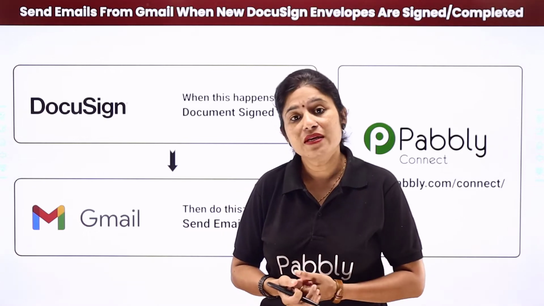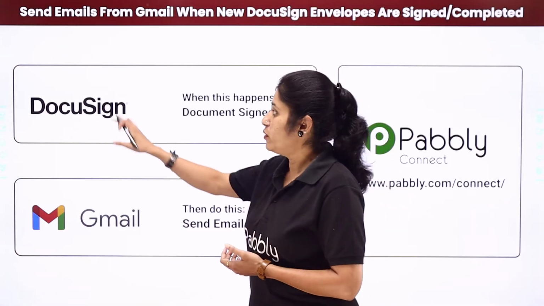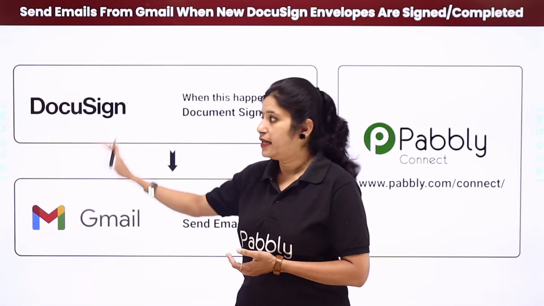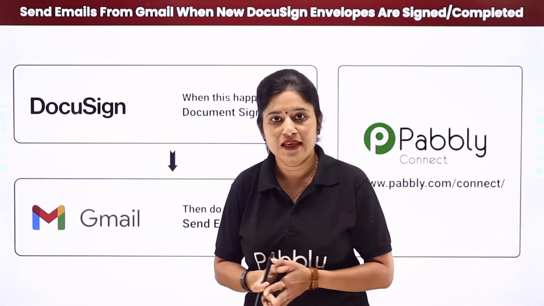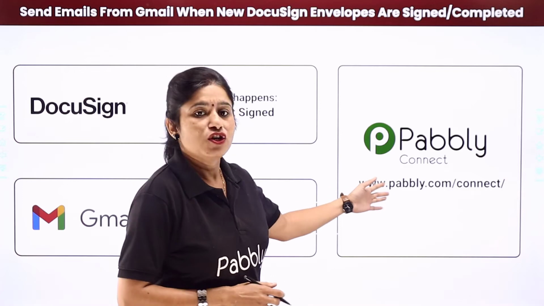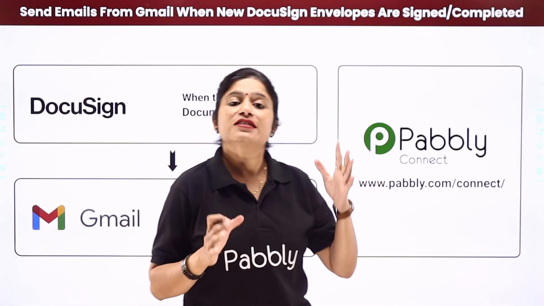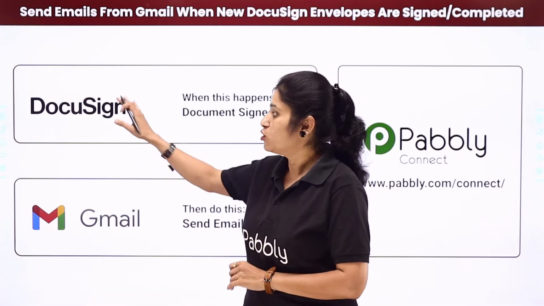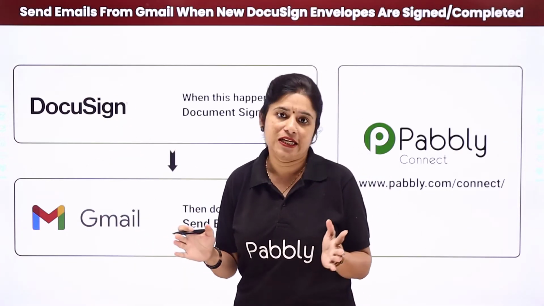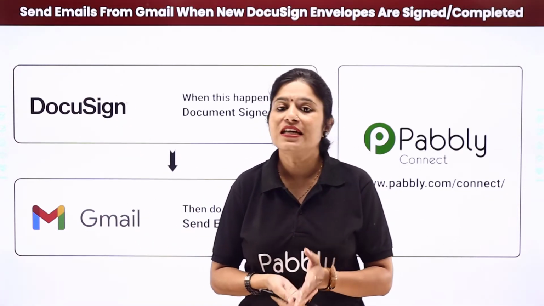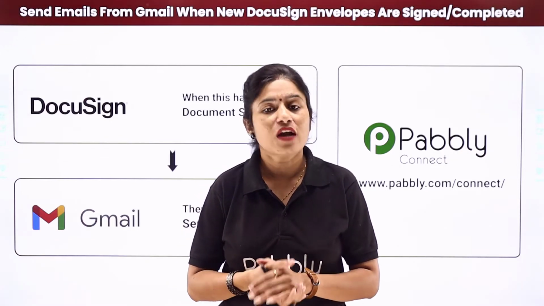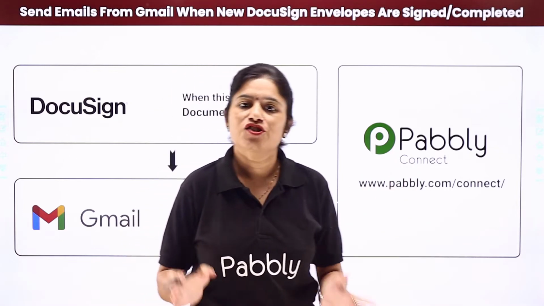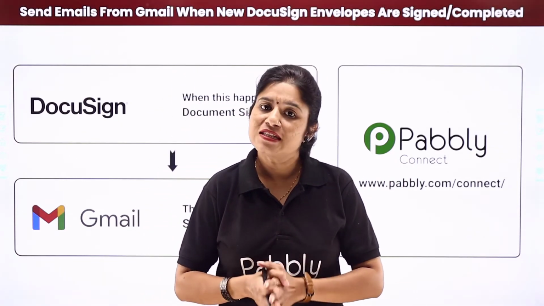But here the problem is that there is no direct connection between your DocuSign account and your Gmail. And in order to create a connection, we are going to use a software application that is Pabbly Connect. So basically, Pabbly Connect is an automation and integration software which will help us in integrating DocuSign with Gmail automatically. The best part here is it doesn't require any coding skills or programming knowledge. Even a non-technical person can use this software application very easily. So how can you set up this automation?